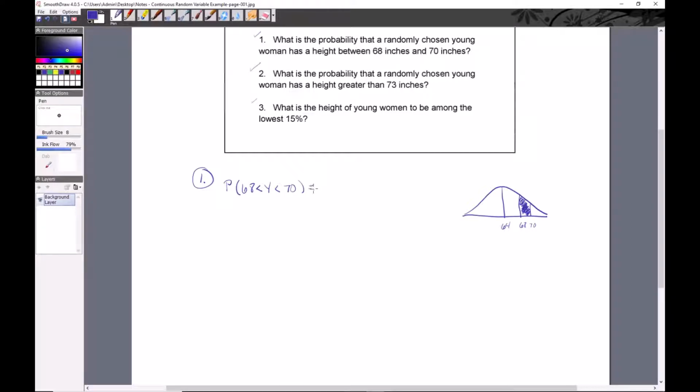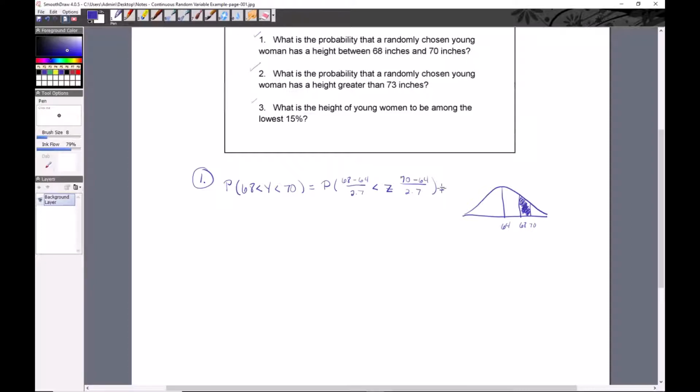So then we're going to set it up with the standardizing, at least the setup for it. So this will be the probability, let's see, 68 minus 64, that's x minus mu over sigma, that's 2.7. That's less than z, which is less than 70 minus 64 over 2.7. All right, that's as much as I want to write on this problem.